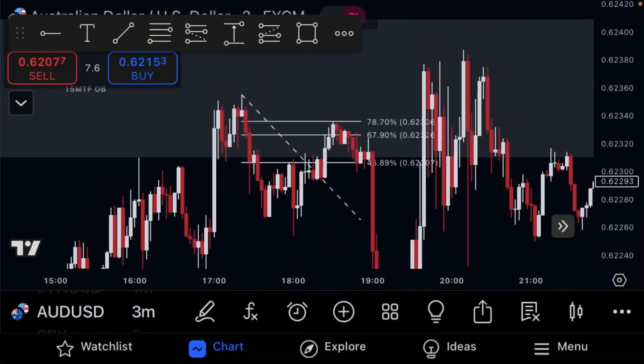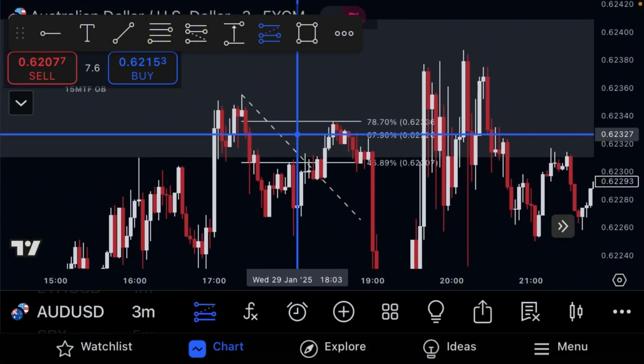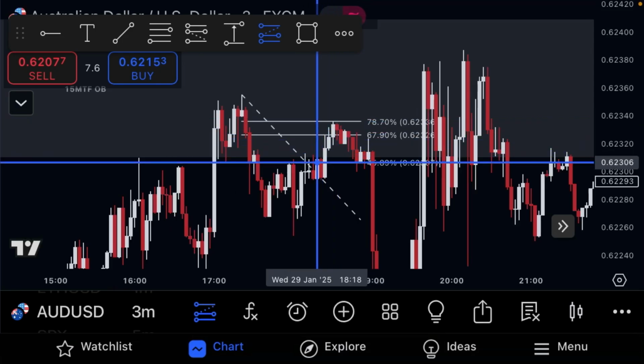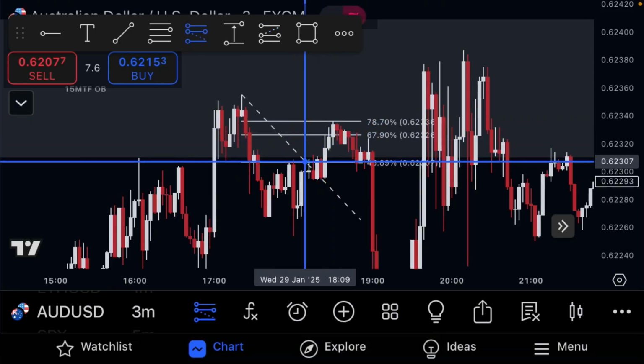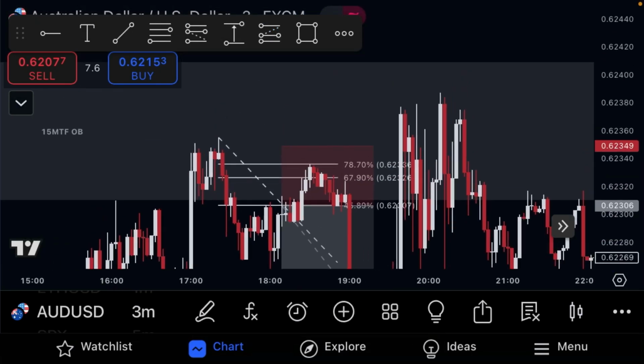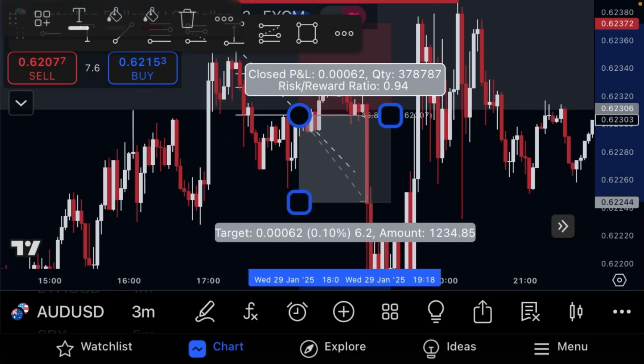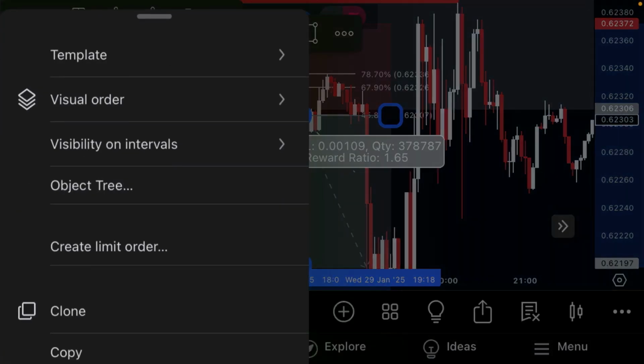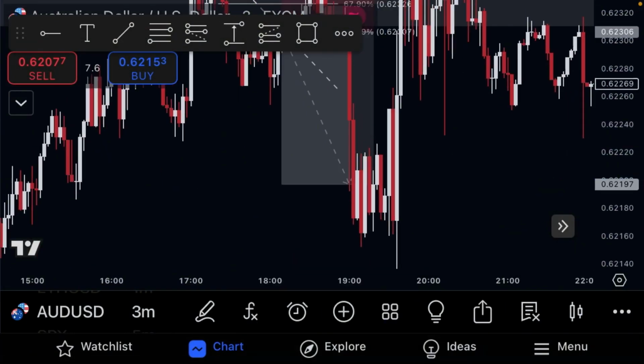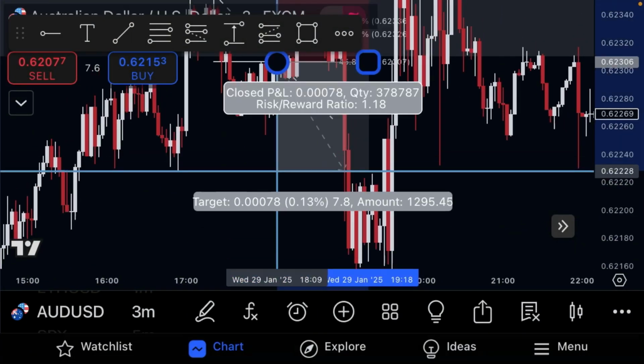We can buy here, but I like buying at the fair value gap because sometimes price might not get to this area. So let me just buy at this area here. Let me place my order here. You can set your target at a 1-to-1 ratio, or any ratio you like, but I like my 1-to-1. And you are good to go.